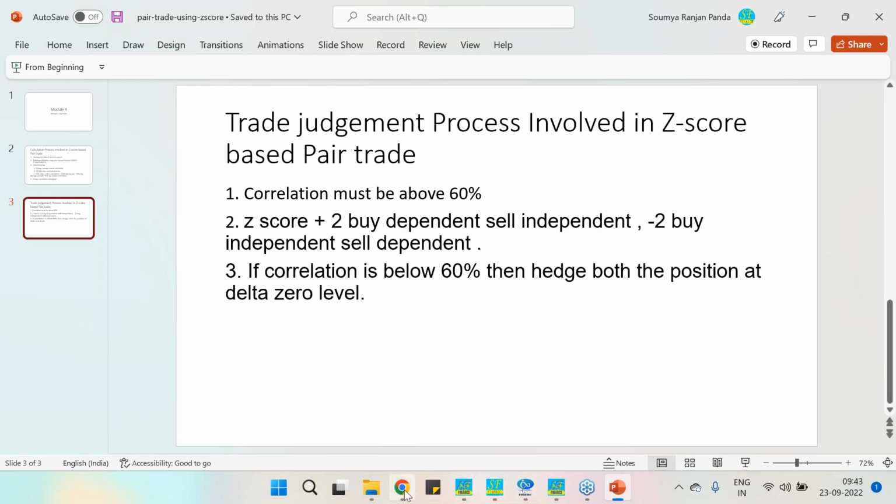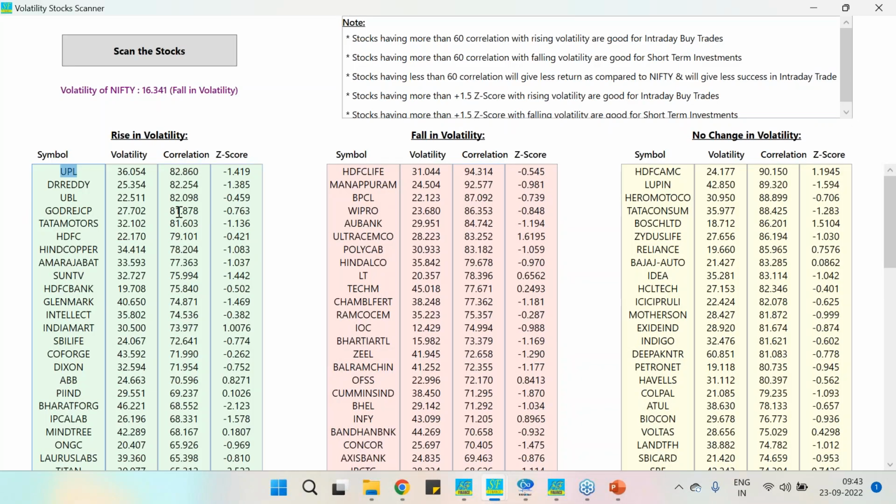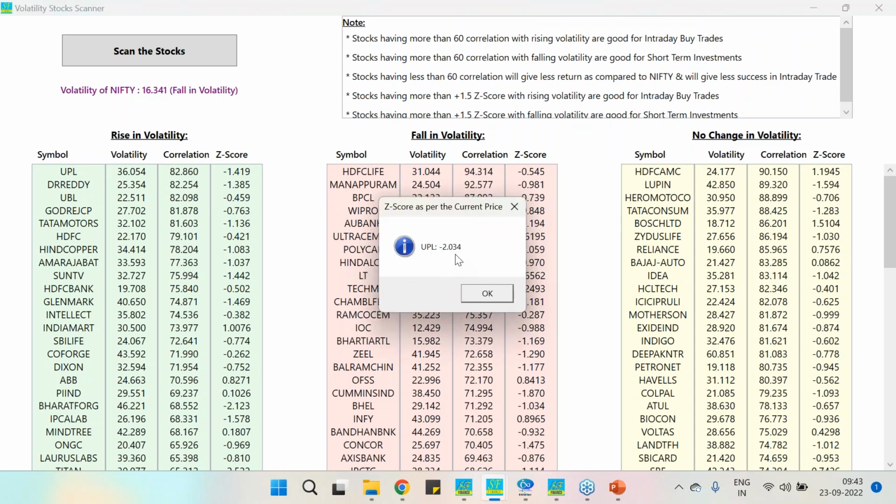So if you go here and look into UPL, which we have just seen. Suppose you want to form a Z score related pair trade with Nifty and UPL. UPL is also a part of our Nifty index. So this is saying minus 2.03. This suggests that you should buy the Nifty and sell UPL in the futures market based on their values.